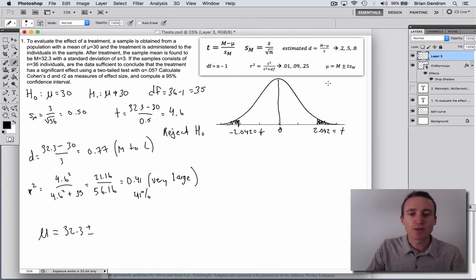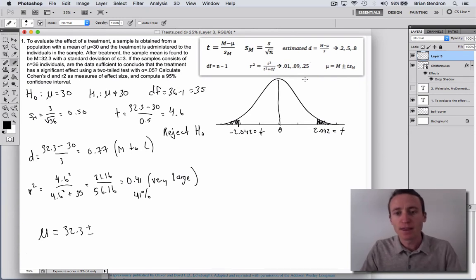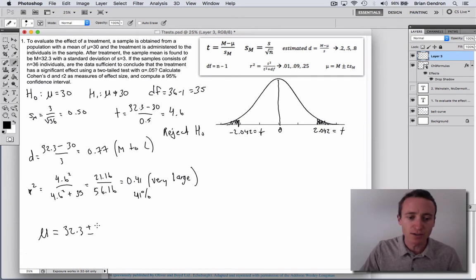So for a two-tailed test, I think that's easier to remember. But let me just say one thing: the t value for r squared is the calculated value, the one we calculated with our test statistic, whereas the t value for the confidence interval is the one from the table, and that was 2.042. And we multiply that by the estimated standard error, which was 0.5. All right, so let me go ahead and calculate this.